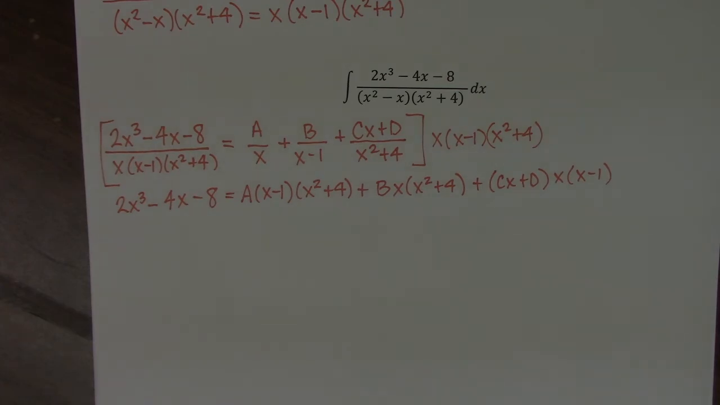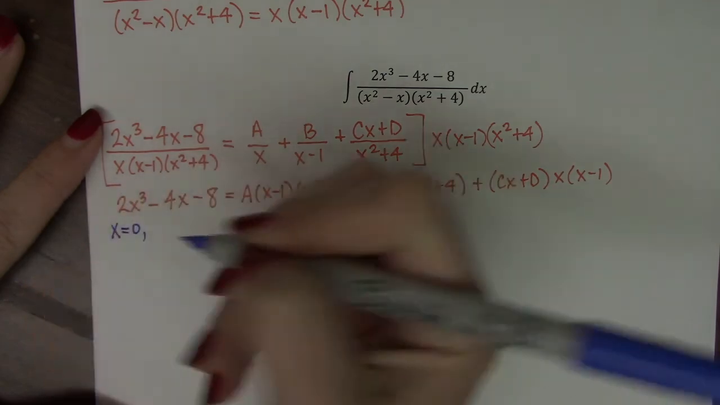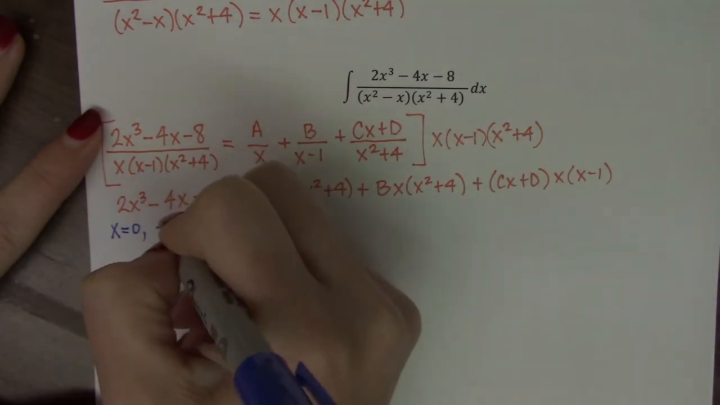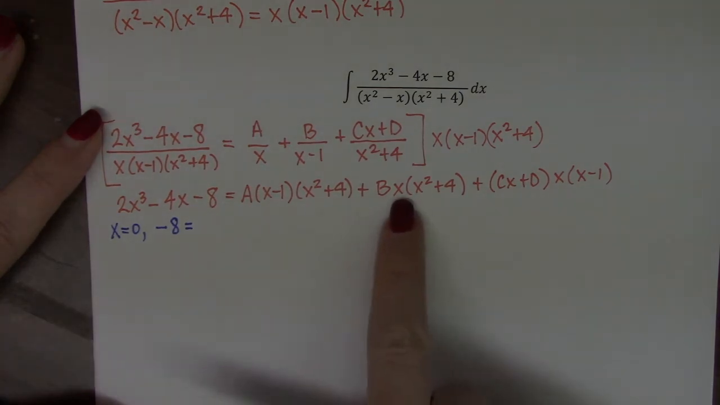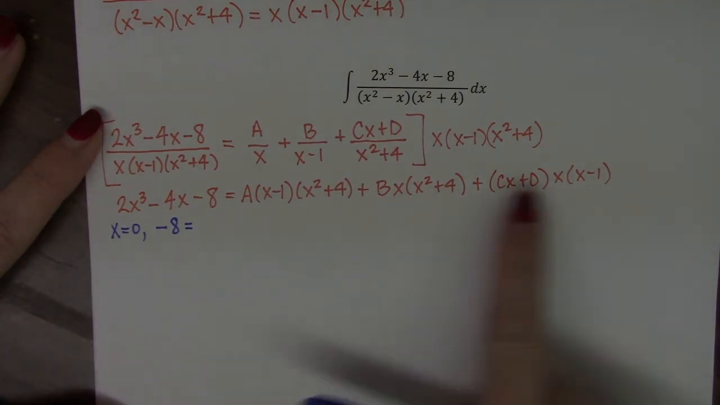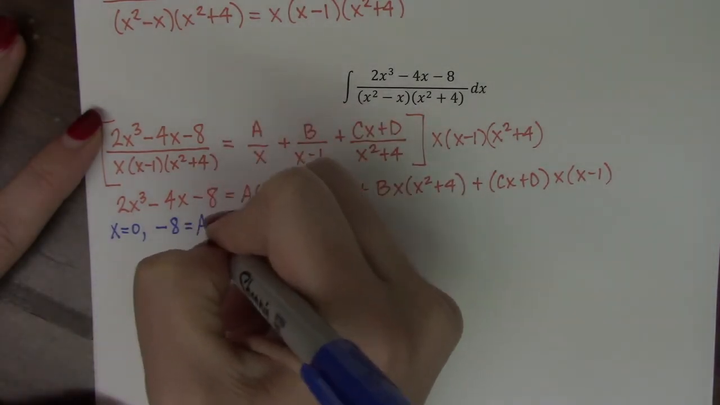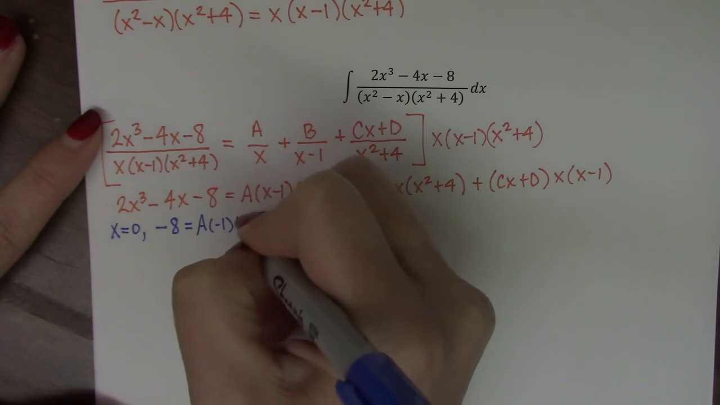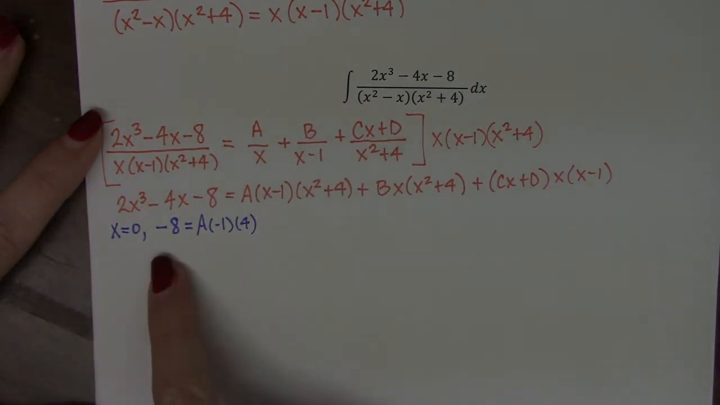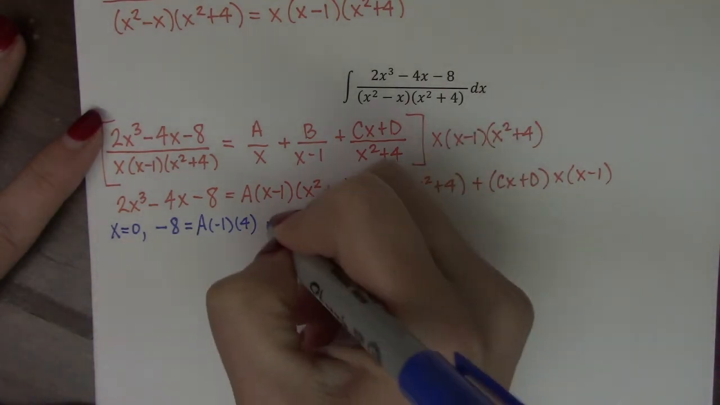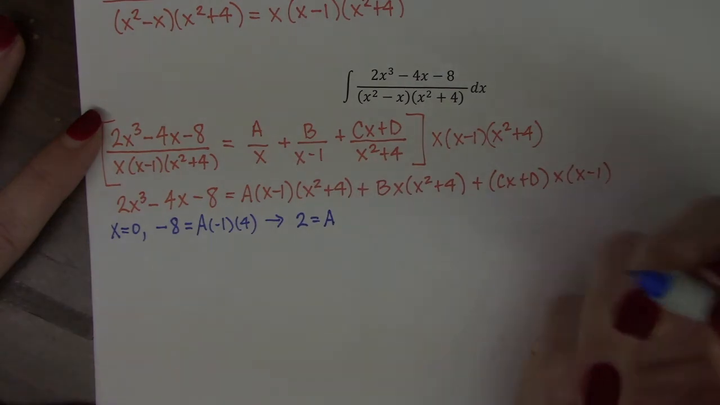So when x equals 0, the left side of this equation just becomes negative 8. On the right side of the equation, this term goes away and this term goes away, so I only have to plug 0 in here. So we'll get a times negative 1 times 4. So this is really negative 4a equals negative 8. So when you divide both sides by negative 4, you're going to get that a equals 2.